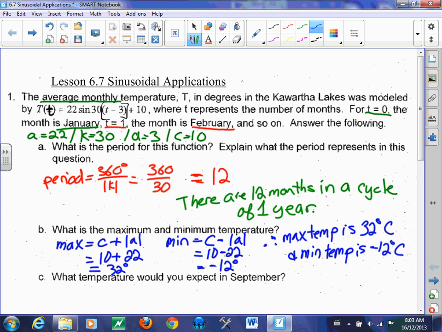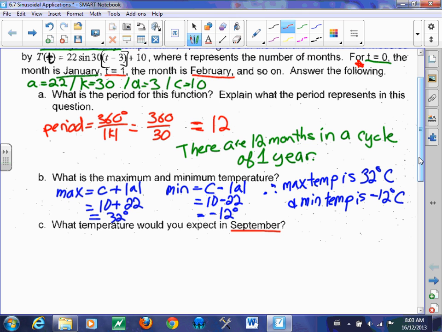Taking a look at the next question, what temperature would you expect in September? All we need to do is remember September is actually what month? Remember the rule here: January is 0. If you count with your fingers, February, March, April, May, June, July, August, September, that would tell me that T for the month equals 8.